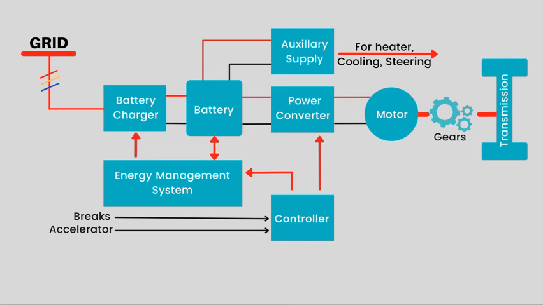The energy management system will also tell the battery to supply current or voltage to the auxiliary battery. This will be used for the heater, cooling, steering and other vehicle accessories. The energy management system also keeps track of the battery charge. In case it is too low, it will tell the user to charge the battery through the battery charger.